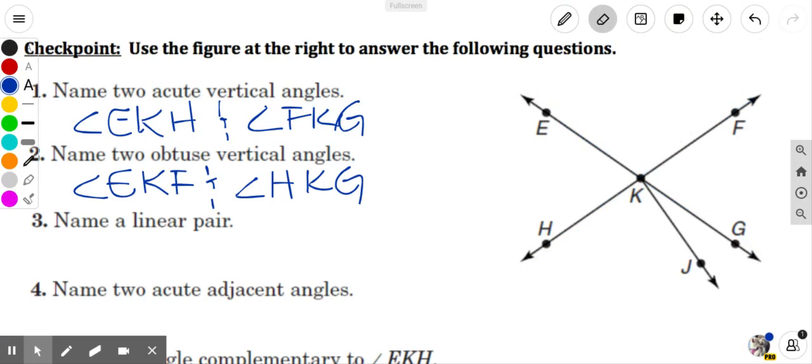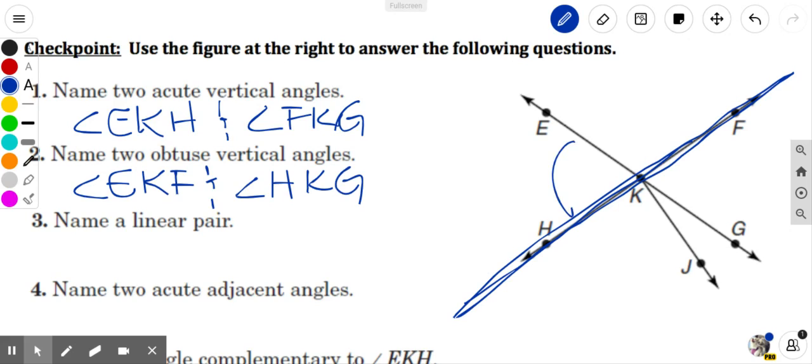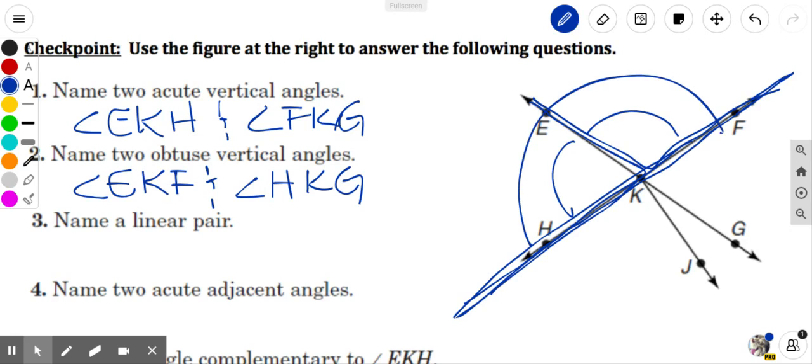So remember, a linear pair makes a straight line, adds to 180. So trace any straight line, and then any two angles that make up that line. So see, like this one and this one would be considered a linear pair because together they make 180. So that would be angle HKE and angle EKF would be a linear pair.